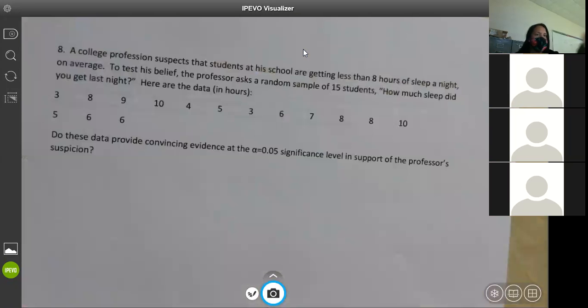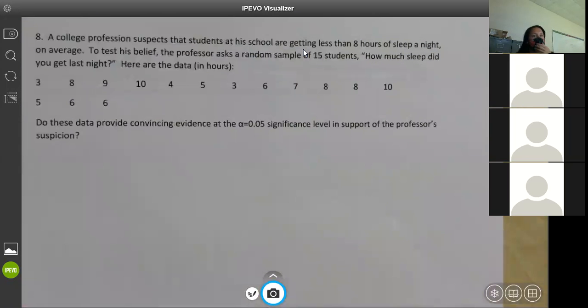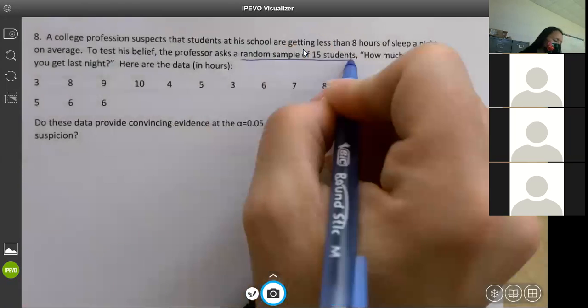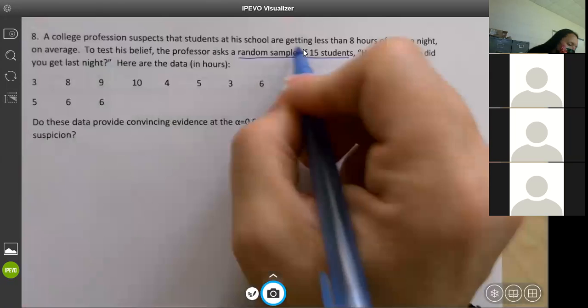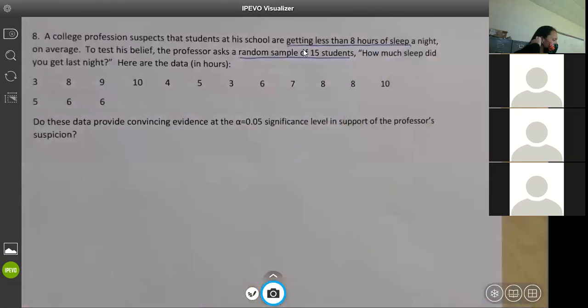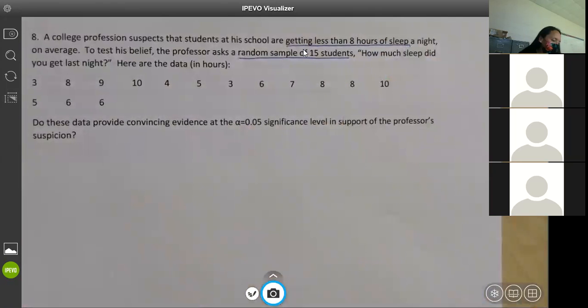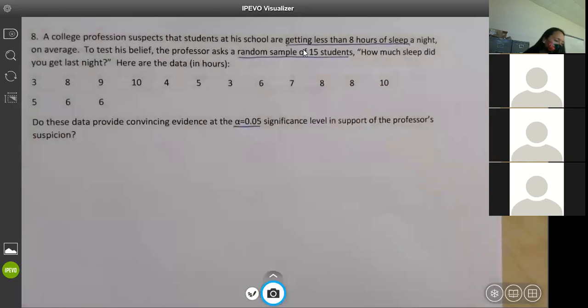Your first problem, it says a college profession, I'm sure it's supposed to say professor, suspects that students at his school are getting less than 8 hours of sleep at night on average. To test his belief, the professor asked a random sample of 15 students, how much sleep did you get last night? Here are the data. Again, he suspects that they're getting less than 8 hours of sleep. Do these data provide convincing evidence, at the alpha equals 0.05 significance level, in support of the professor's suspicion?